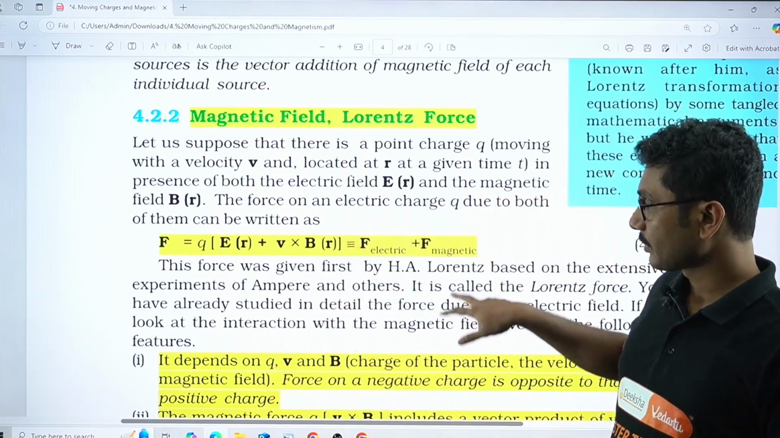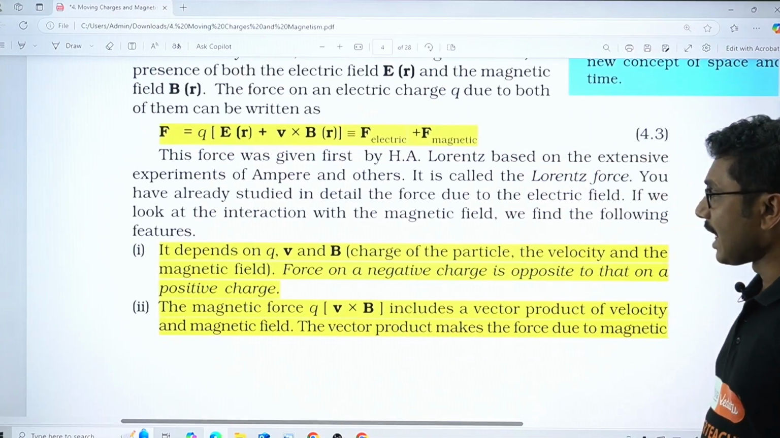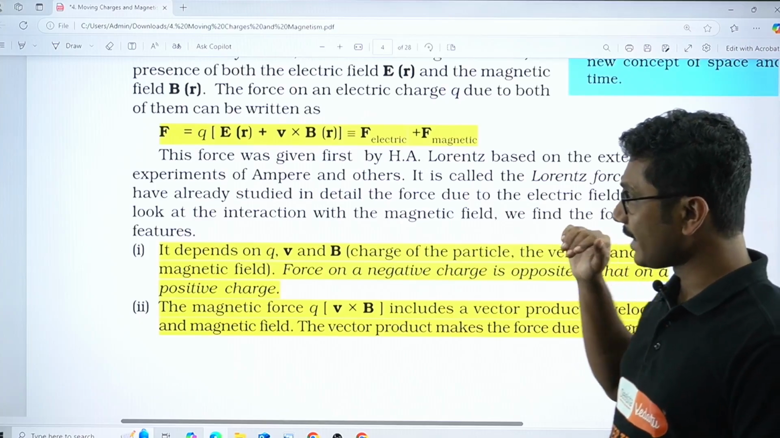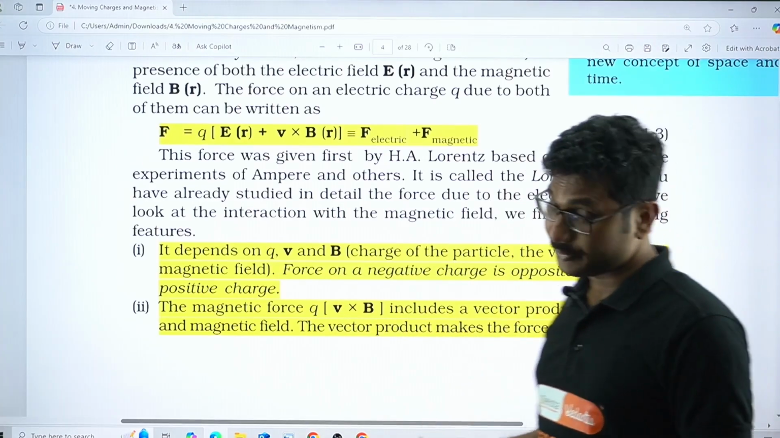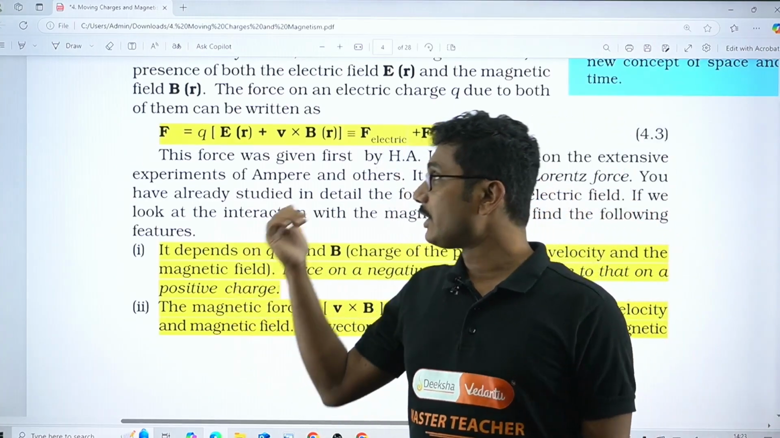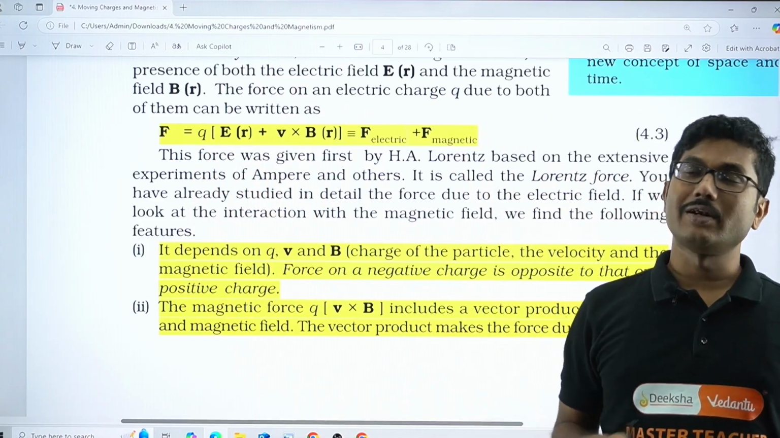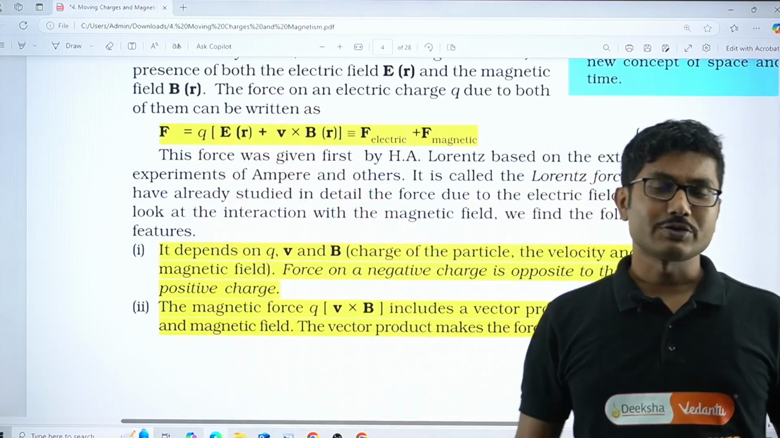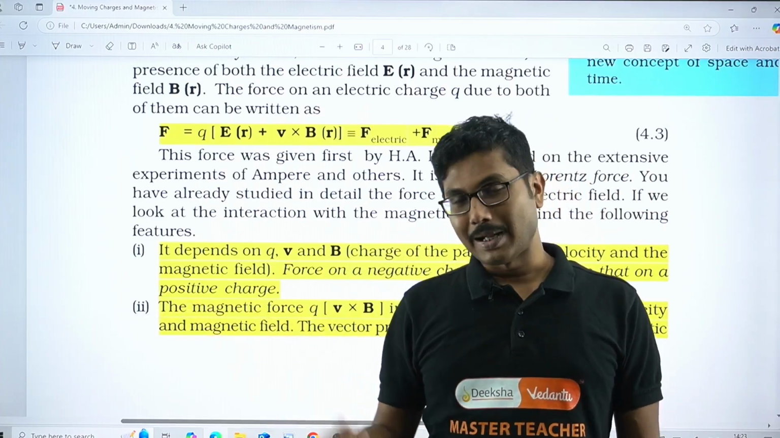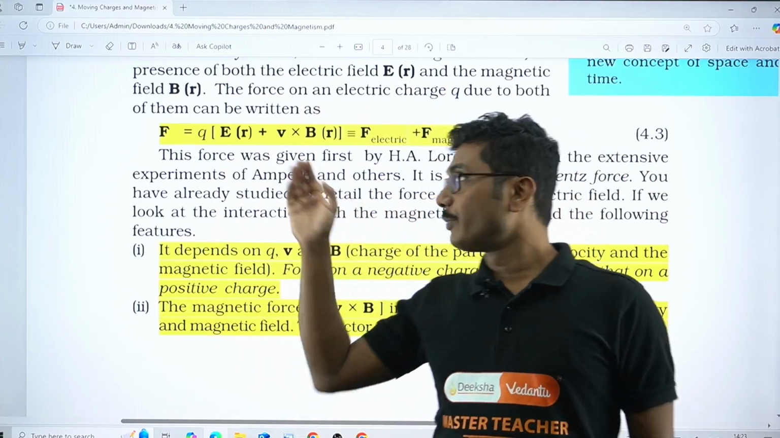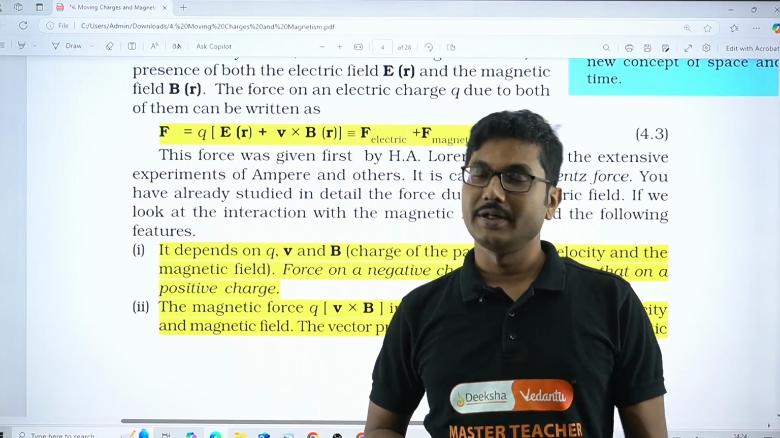It depends on Q, V and B: charge, particle velocity and the magnetic field. Force on the negative charge is opposite to that of a positive charge. Generally we consider this charge to be positive. In case of the electric field, it does not matter, because it is simply a multiplication, so the sign is automatically included. Plus E means in the direction of E, minus E means in the opposite direction of E, right? So a positive charge will move in the direction of the electric field, a negative charge will move in the opposite direction. That is simple.